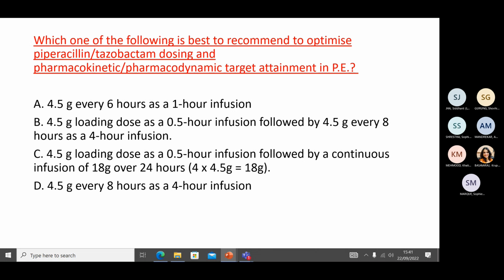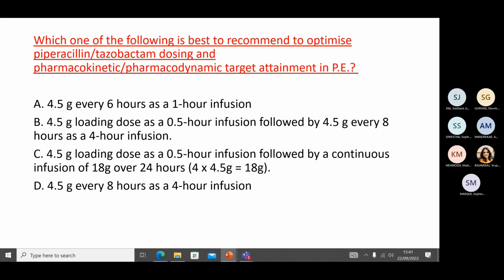Okay, so which one of the following is best to recommend to optimize Piptaz dosing and pharmacokinetic and pharmacodynamic target attainment in this patient? So for Tazocin, would we give 4.5 grams every 6 hours as a 1 hour infusion, or 4.5 as a loading dose as a half-hour infusion, followed by 4.5 3 times a day as an extended infusion over 4 hours? Or would you give a loading dose of 4.5 followed by continuous infusion of 4 times 4.5 grams, 18 grams over 24 hours? Or would you give 4.5 grams every 8 hours as a 4-hour infusion, if we had the capability to give them?